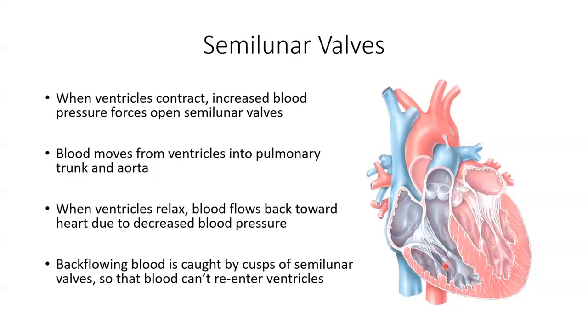So if we say this ventricle here contracts, it forces the blood up through this pulmonary or semilunar valve, opening it up. When this ventricle then relaxes, the pressure within the ventricle drops, and some of that blood is going to want to trickle back into the ventricles.